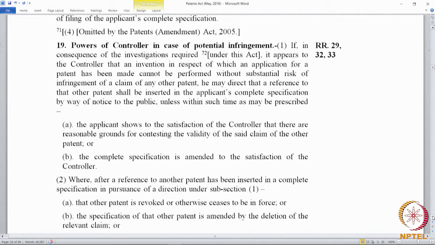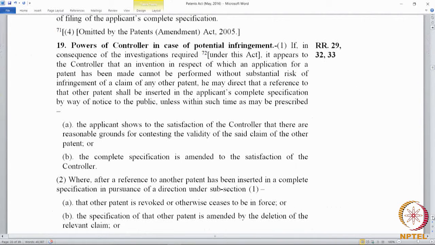Now, coming back to 19.1. So, the yardstick for the controller is that if the invention pending before him, if the invention contained in a claim cannot be performed without substantial risk of infringement of a claim of another patent.